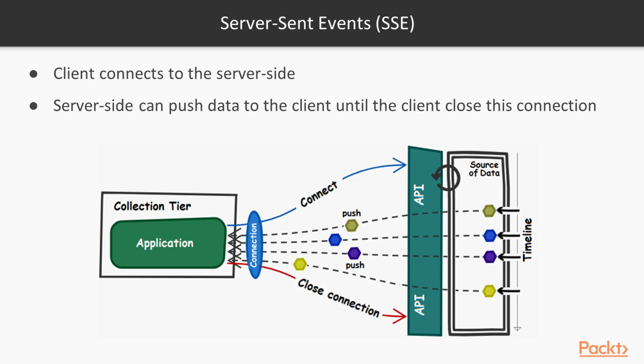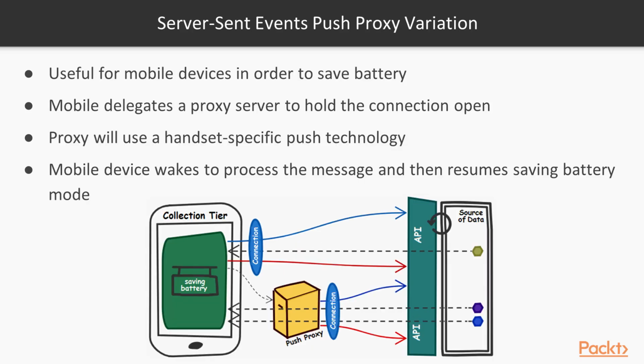Since the network is used in a more efficient way, this protocol supports a higher rate of updates than HTTP long polling. In conclusion, the server-sent events protocol has good performance and allows us to provide a more resilient API, placing it in the category of highly efficient protocols. Now, the server-sent events push proxy is a variation of the traditional server-sent events. This variation is useful for mobile devices in order to save some battery.